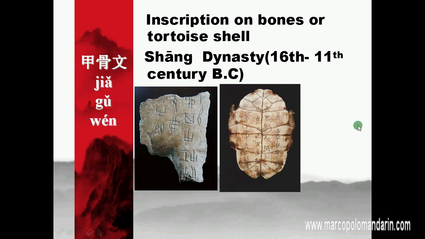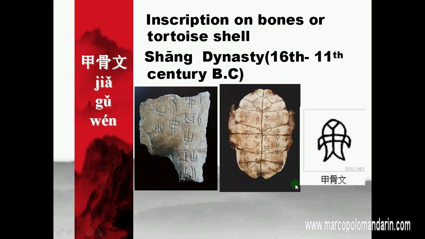These characters were the records of divination, so it was about fortune telling. Take this character as an example. Can you guess what this is? Yes, it's fish. The pronunciation is 鱼.